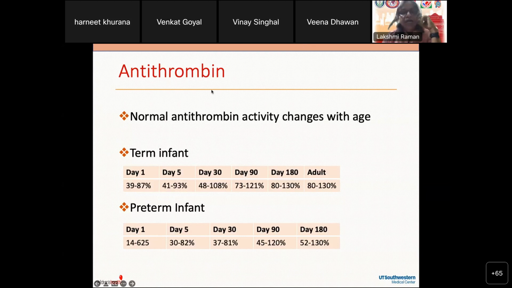Okay. So in term and preterm infants, you have to note that based on their maturity, the antithrombin levels can change as well. Next slide, please.